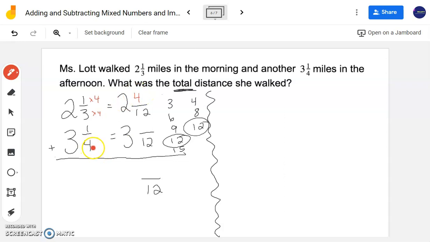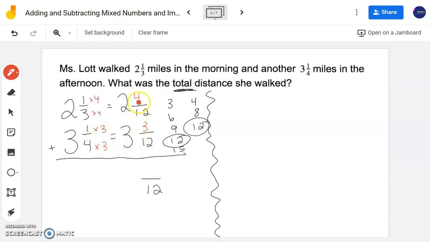Now I look at my denominator. 4 times what number is 12? Well, 4 times 3 is 12, so 1 times 3 is 3. Notice I multiplied my numerator and denominator both by the same number. So now I look at my mixed numbers. I see my denominators are the same. I found equivalent fractions, which changed my denominators so that they are in fact the same. Now, the beauty of equivalent fractions is we know that 3 1/4 is equivalent to 3 3/12.